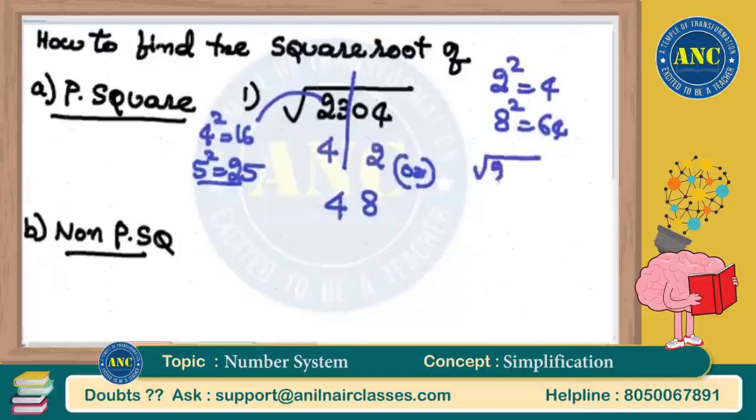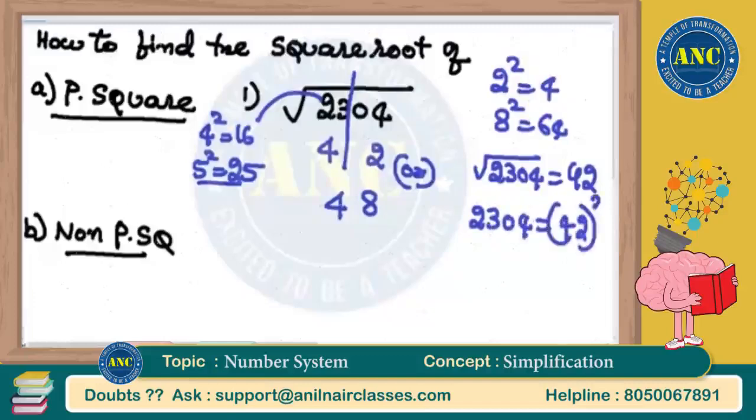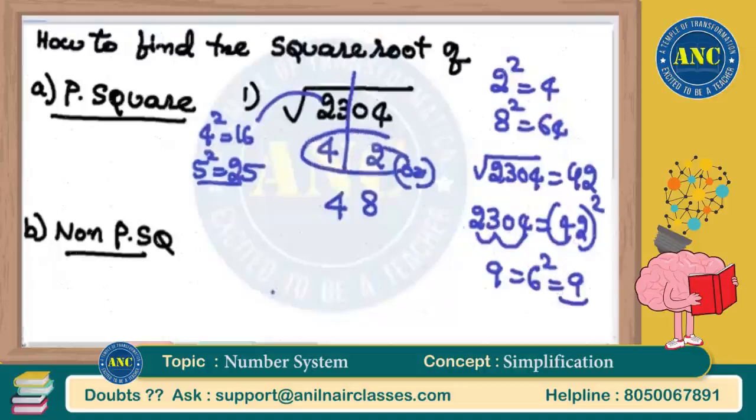Then apply digital sum. If I assume the answer to be 42, this will become 2304 equivalent to 42 whole square. 4 plus 3 is 7, 7 plus 2 is 9, 4 plus 2 is 6, 6 square is 36, 9. Digital sum is matching, so answer is 42. Root of 2304 is 42 because of this. First I will discuss the perfect square, then the non-perfect square logic.